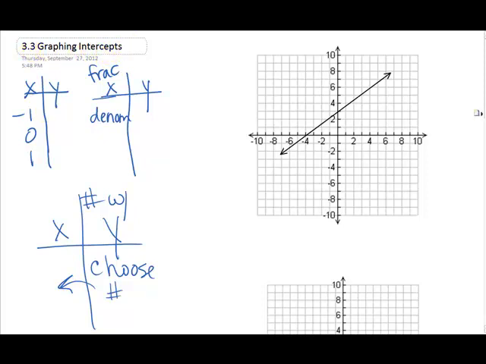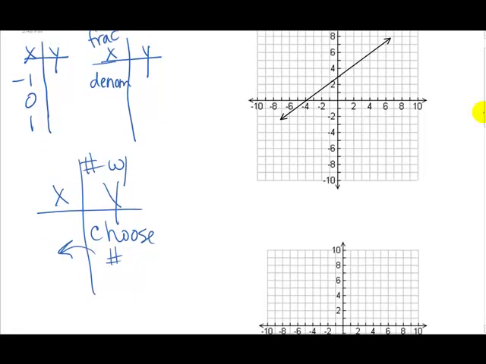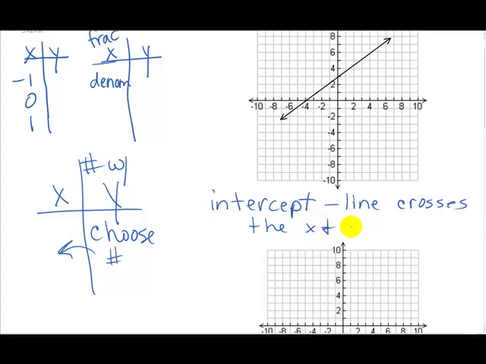And so we want to talk about what are intercepts. When you think of the word intercept, you want to think about where the line crosses the x and y axes. And I'm not really sure how that would be plural. I'm going to go with this for now.